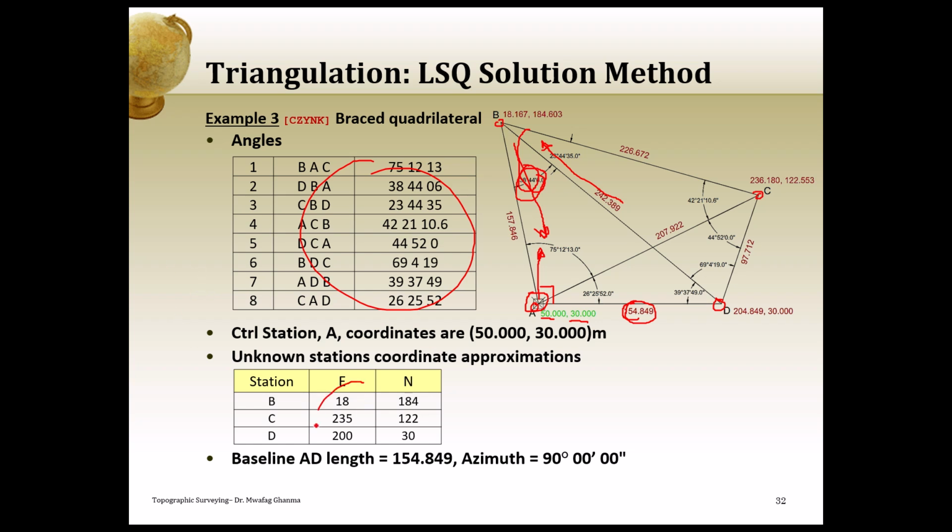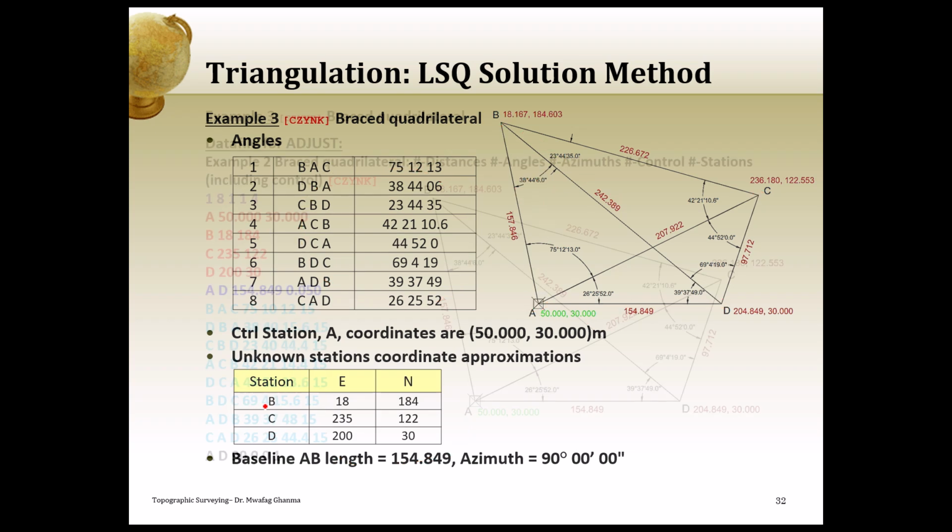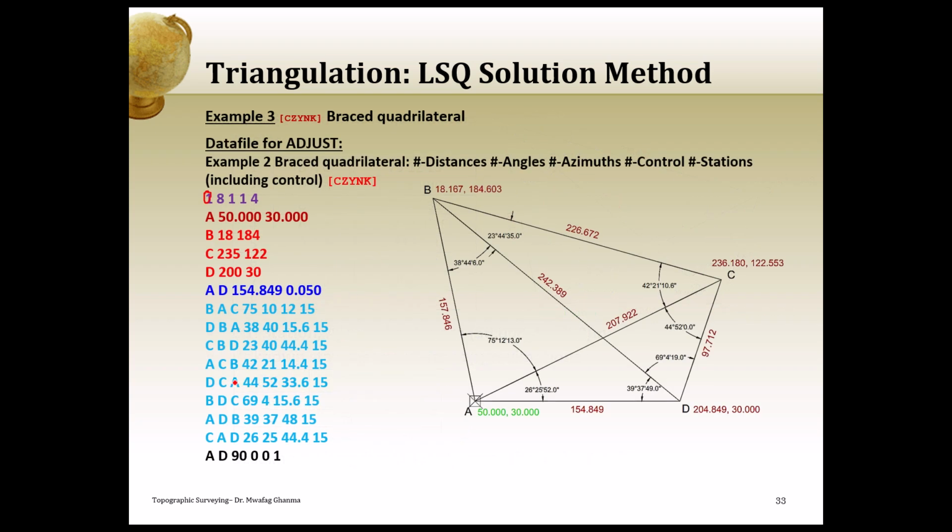So we have all the information. We have the initial approximations here. We did it using just simple calculations, and at the end we prepared the data file. In the data file, we have one distance, which is the line AD, 154. We have 8 angles that we measure, one azimuth, and one control station, and we have a total of 4 stations.